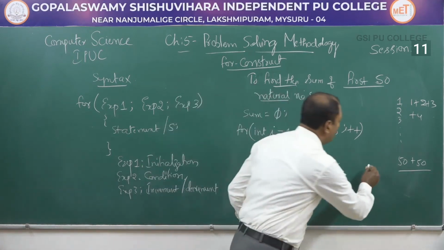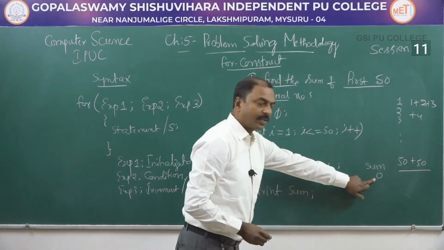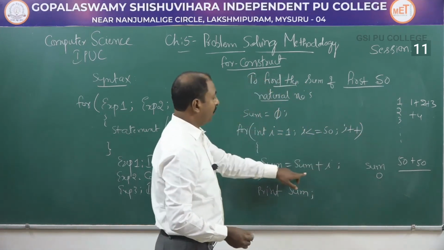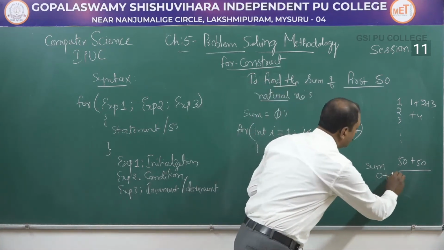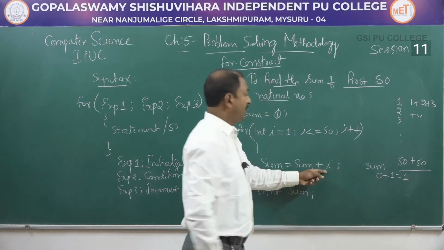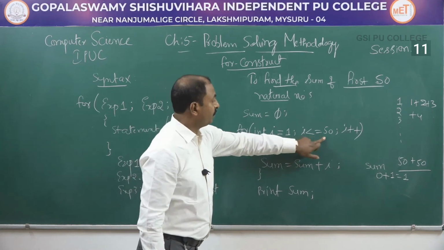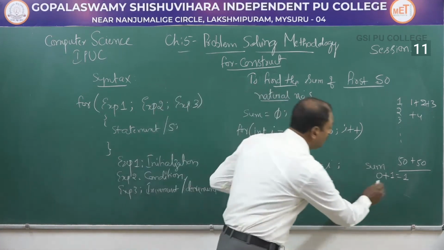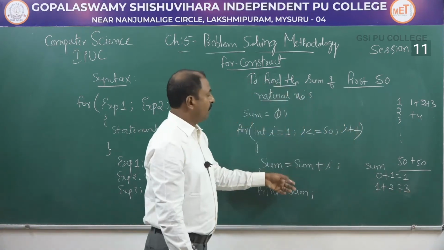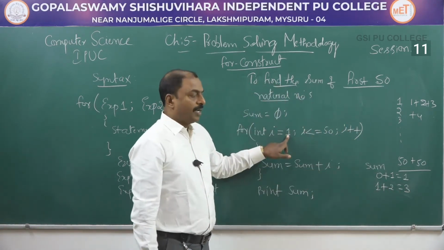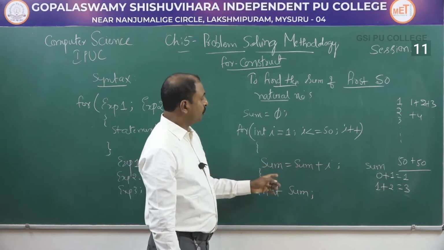For example, at the beginning sum will be 0. Sum is 0. Then we are adding 1 to it. It is sum equals sum plus I. It is 0 plus 1, that is equal to 1. Next, increment by 1, it becomes 2 here, 2 less than 50, again adding this. So here it is 1 plus 2 equals 3. Next increment to 3, it keeps on adding the value of variable to sum.